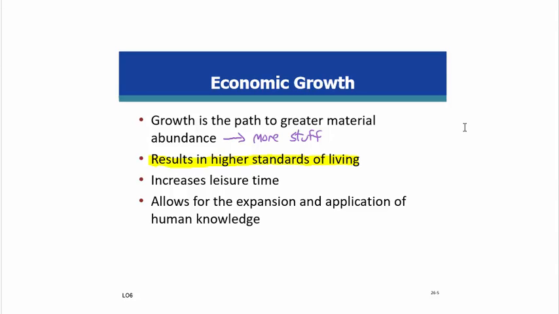Economic growth essentially leads to just us having more stuff, and it results in higher standards of living. We can have increased leisure time and the expansion and application of human knowledge. Again, these are stolen right from the textbook, but the one that I do want to talk about is higher standards of living. Now, this can be controversial, and if you disagree, that's totally fine. However, on the AP exam, I've seen this as an answer. So if you see a question like, what is one benefit of economic growth? And the answer is higher standard of living, that will be the correct answer. So this might be controversial, but in the AP curriculum, higher standards of living is associated with economic growth. So I really want to make sure that you understand that.